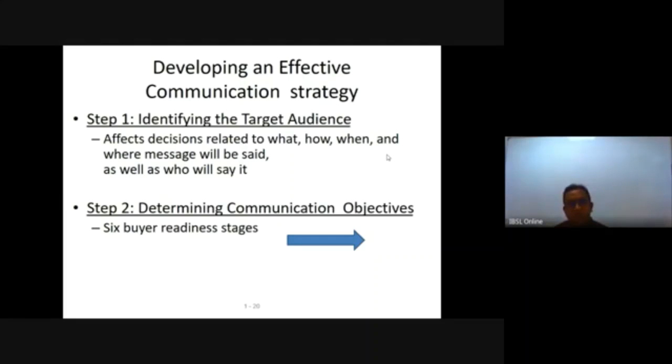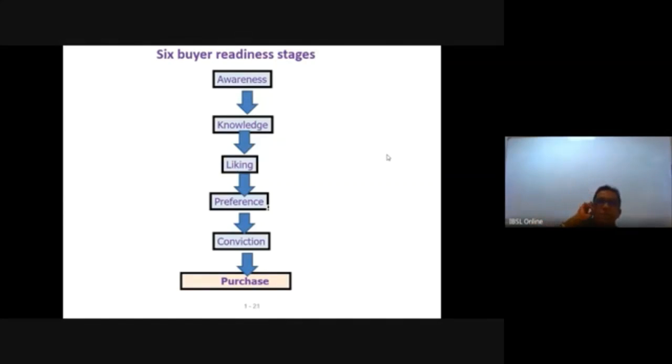Next, determining communication objectives. Your target audience can be at different levels of readiness. We call it different levels of knowledge. For example, some people are just aware of the product. Some people are not only aware, but have some knowledge of the product. Some people are aware, have some knowledge, and have a liking towards the product. Others like and prefer your product as well. And some people prefer it and are also convinced, their conviction is to buy the product. That means the next stage will be the purchase of the product.